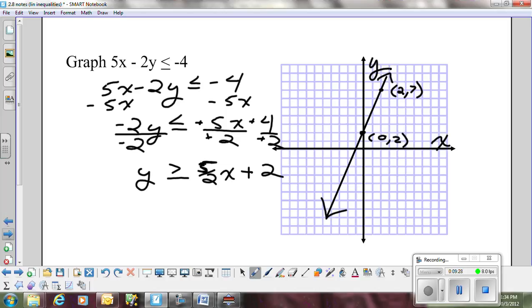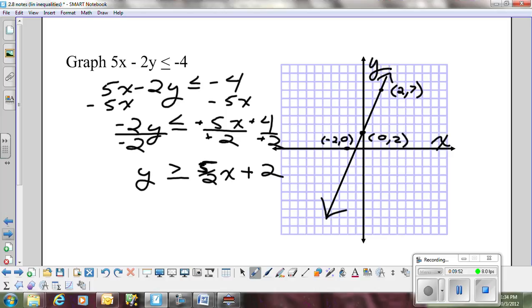Now, which side do you think I should shade, left or right? Left. Okay. Let's pick a point on the left. This one looks like it's past the line, so I'll go (-2, 0).